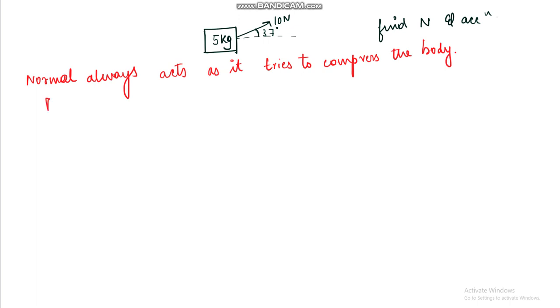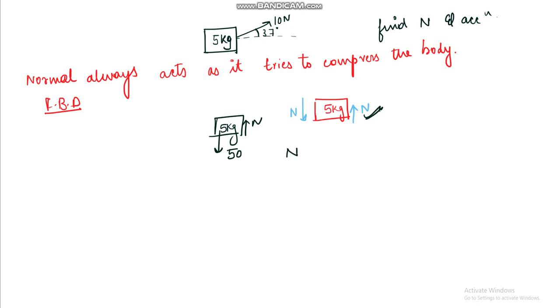So take the FBD, free body diagram, of the 5 kg block. To compress the body, I should draw the normal like this, the normal should be like this, only this gives compression. This is the 5 kilogram block, and the normal is like this. What is the mass of this body? 5 kilogram. What is mg? mg is always downward, 50 newton.